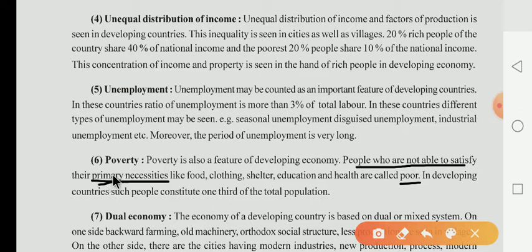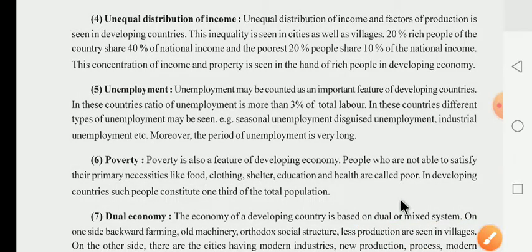Now, the primary necessities of any person are food, clothes, shelter, education and healthcare. The people who are not able to satisfy their primary necessities of food, clothes, shelter, education and health are considered poor in a developing country. Such people constitute one-third of the total population. It means that out of the total population, one-third are considered a poor population in a developing nation.